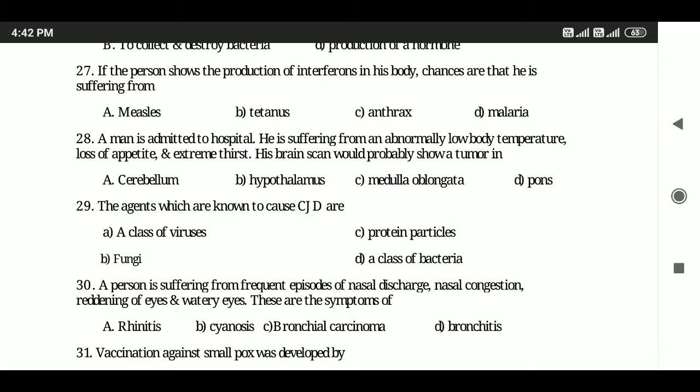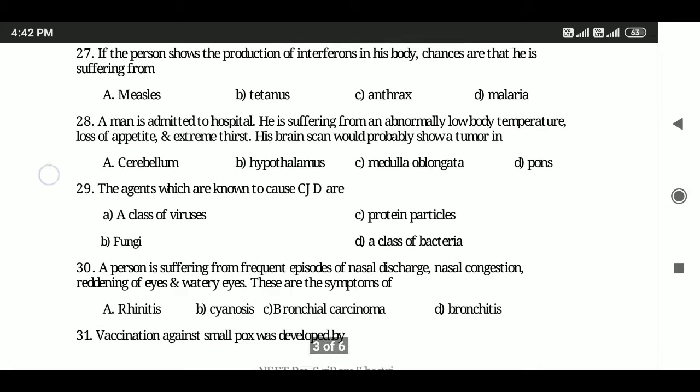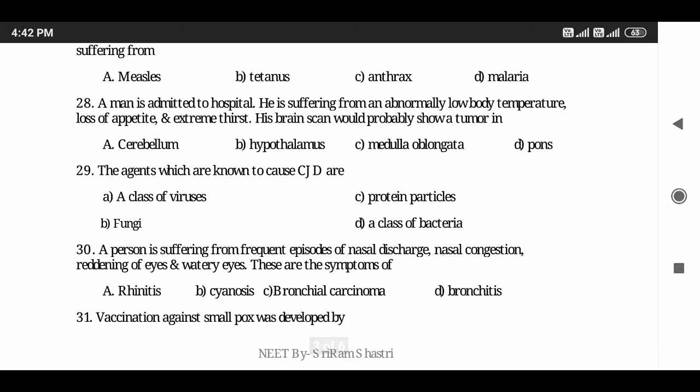His brain scan would probably show a tumor in cerebellum, hypothalamus, medulla oblongata, pons. Medulla oblongata and pons are called respiratory centers or pneumotaxic center. They are related to respiration mechanism. Hypothalamus is related to body temperature, appetite and thirst. Cerebellum is again related to several functions. So the right answer would be B. There will be a tumor in the hypothalamus which causes irregular body temperature, loss of appetite and extreme thirst.